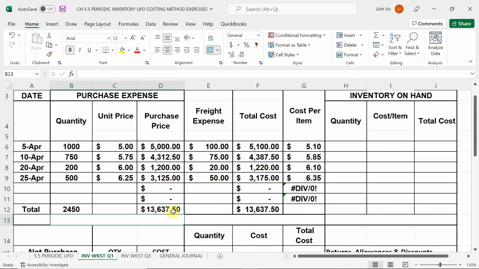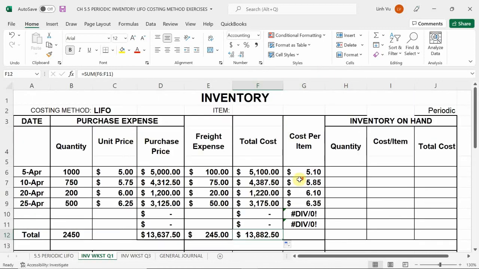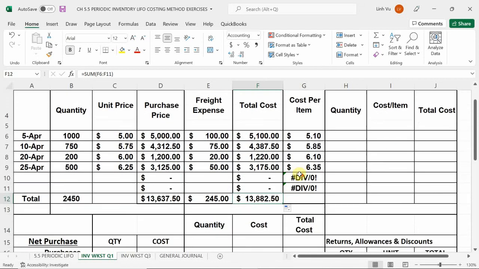You just expand it, right? So you have your total sum of purchases to be $13,637 with a total freight of $245, which gives you your total cost of, there you go, $13,882.50. Okay.